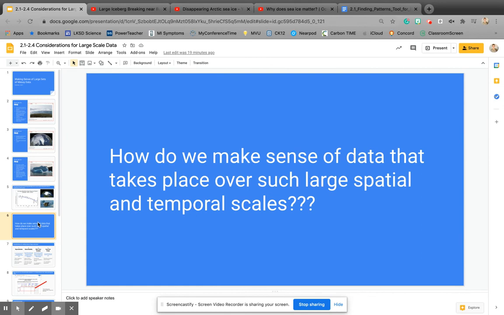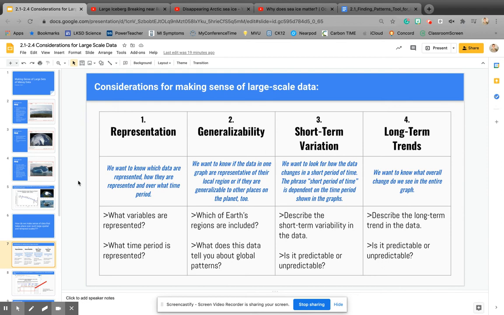So how do we make sense of data that takes place over such a large spatial and temporal scale, meaning it covers a large chunk of land in addition to covering a large time scale, right? Temporal meaning time. So over many, many years from 1979 till current, how do we make sense of all of that data? There's going to be four things that we take into consideration. The first one is when we look at large scale data, we want to look at what's actually being represented in that data. So what are the variables that are being measured? What was the time period that the data was collected in? What are just the basics of that data set?